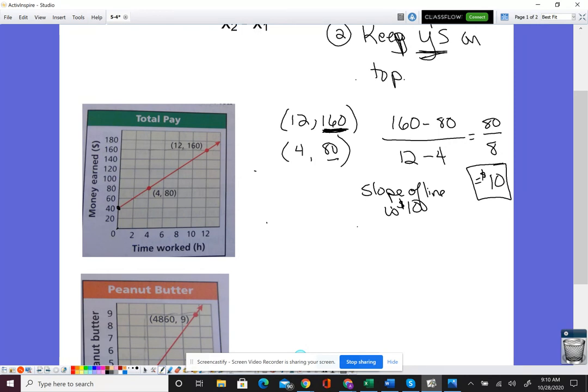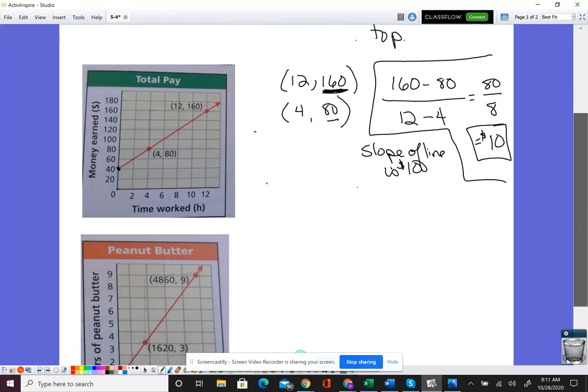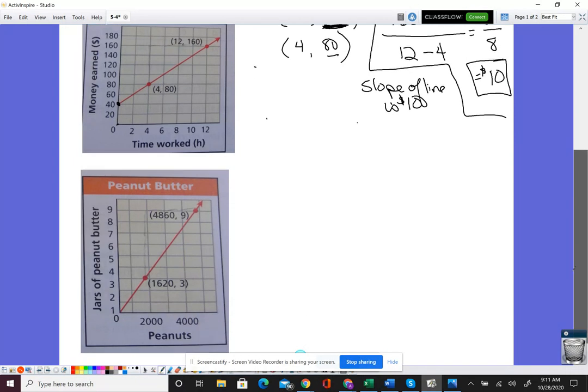Okay, but the point is that this slope is calculated, and that $10 stands for the amount of money he earns per hour. And so that's basically what they want you to do. They want you to calculate the slope and interpret what it means.